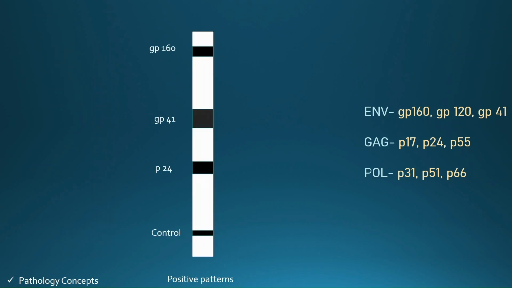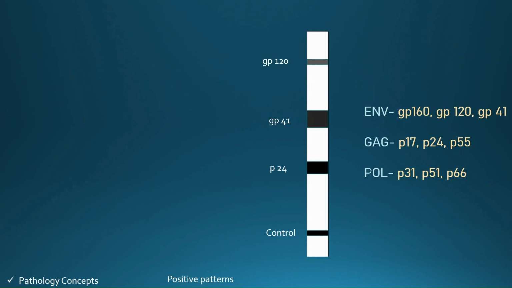Let's see another pattern. Here the envelope antibodies are GP160 and GP41 and GP120 is negative. Here again any one of the gag or one of the pol can give the positive pattern like P24, P17, P51, P55, P31, P66. So this is the positive pattern.